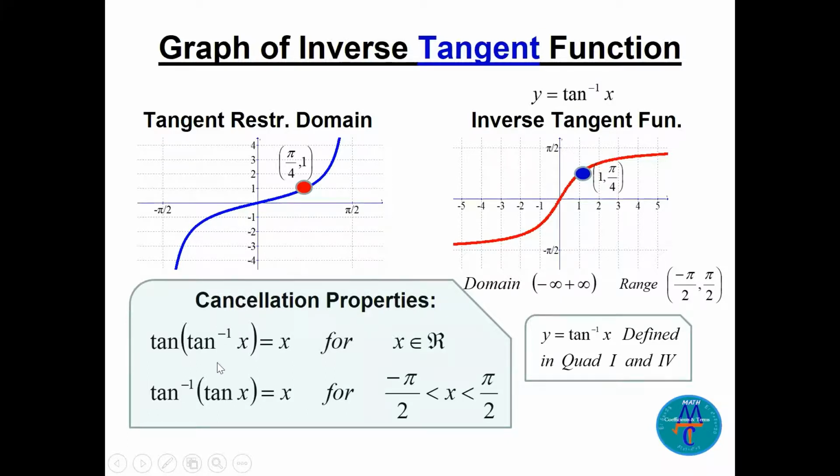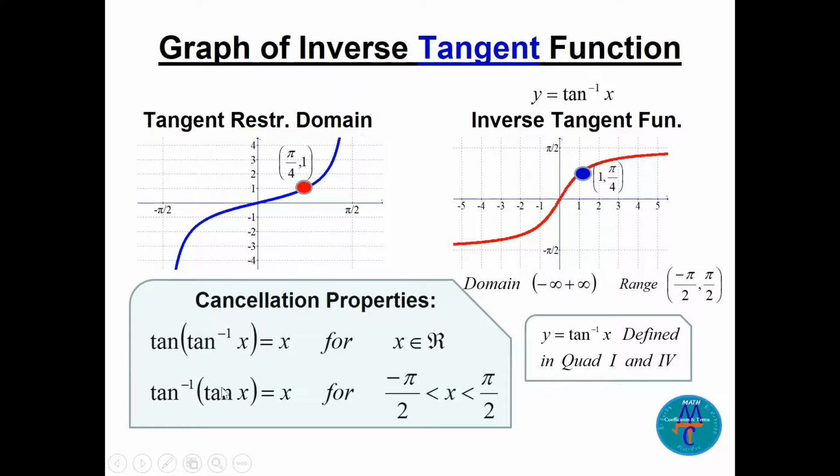Now let's look at the cancellation property. Tan of tan inverse of x is equal to x, for x belongs to R. So any number there we can accept. Please be careful here to understand this. Any number, we can put half, it will be half. If we put 7, it will be 7. If we put 100, it will be 100. If we put minus 5,000, it will be minus 5,000. Because x belongs to R.